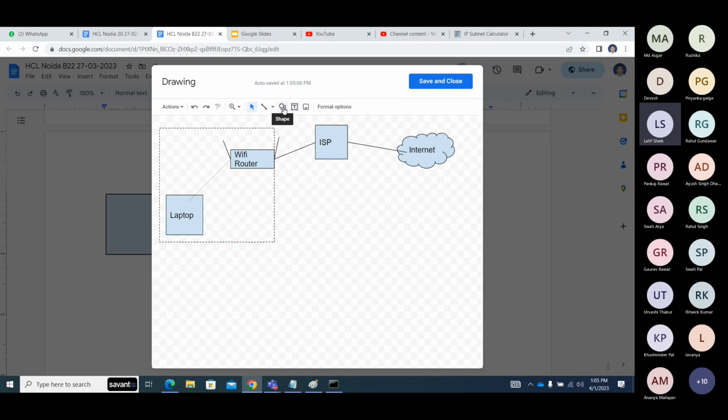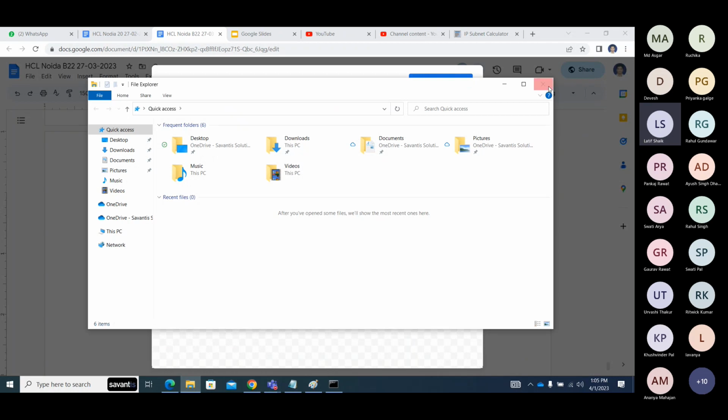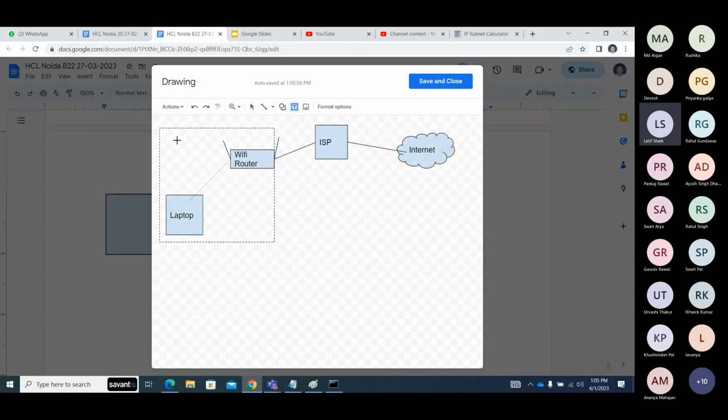So this is my private network, where I use all my private IP addresses. When I'm communicating outside, I have to communicate with a public IP address.